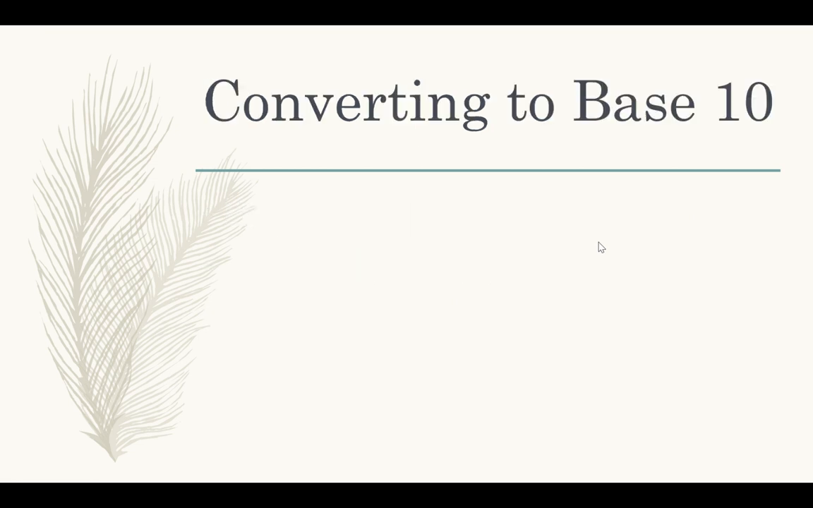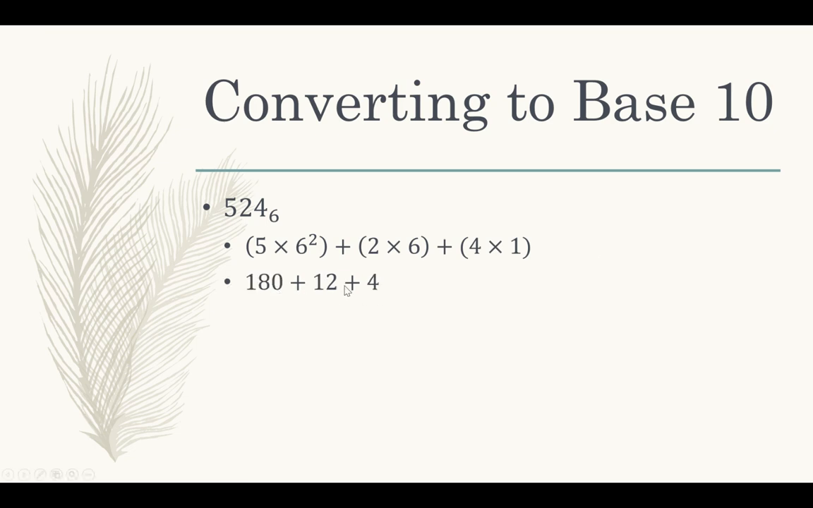To start with, we are going to look at converting to base 10. Here we have 524 with a base of 6. What we do is take each of the different values, 5 and then 2 and then 4, and multiply each by its corresponding base 6 power. So remember, it's going to be 6 squared, then 6 to the first, and then 6 to the 0. So 5 times 6 squared plus 2 times 6 plus 4 times 1 gives us 180 plus 12 plus 4, which is 196. Ooh, it's not so tough.